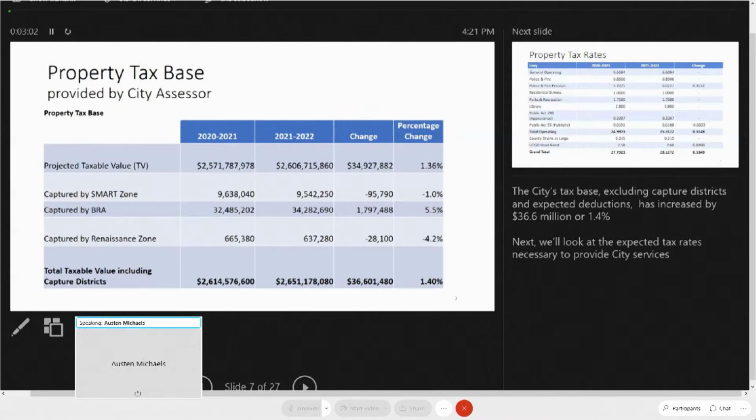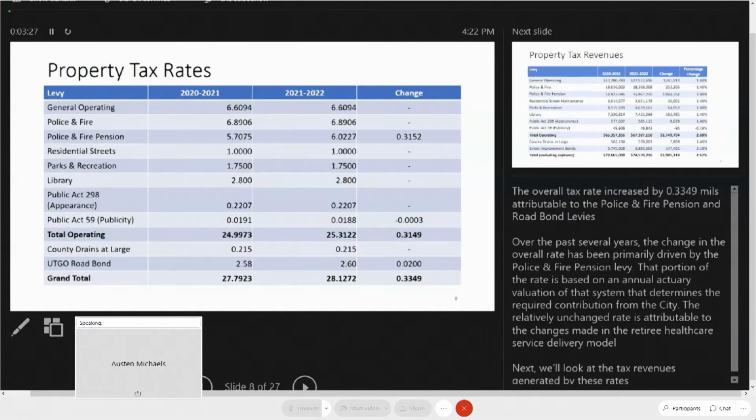So first we have a look at our property tax base, which is the primary source of our funds for operations. The city's tax base, excluding the capture districts and the expected deductions, has increased by $36.6 million or 1.4%. We're still creeping back from the Great Recession, but we're headed in the right direction. Next, we look at how that impacts our property tax rates.